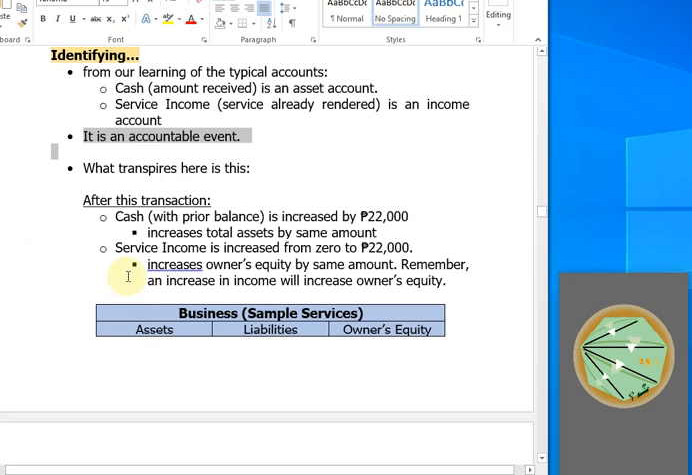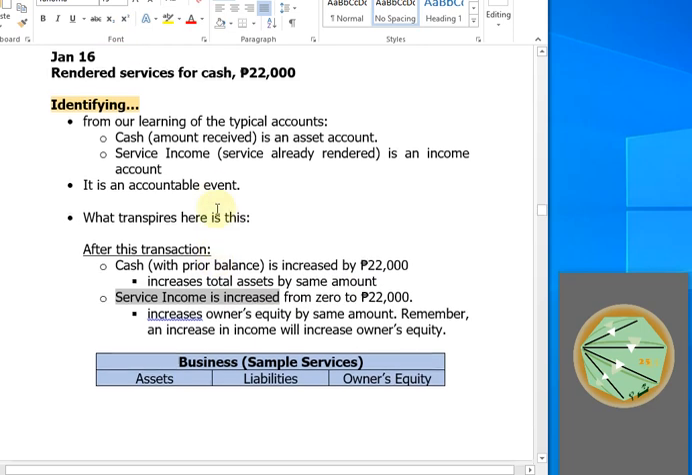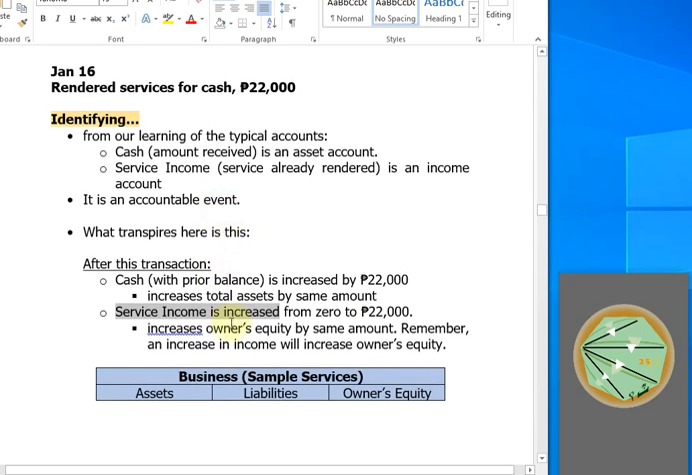So what happened here? Of course, the cash, because it is received, is increased by the amount of 22,000. While service income also increased because prior to this transaction there was no income recognized. But now that the service was already rendered, obviously we have to recognize the income. Therefore, service income increased from 0 to 22,000 also.